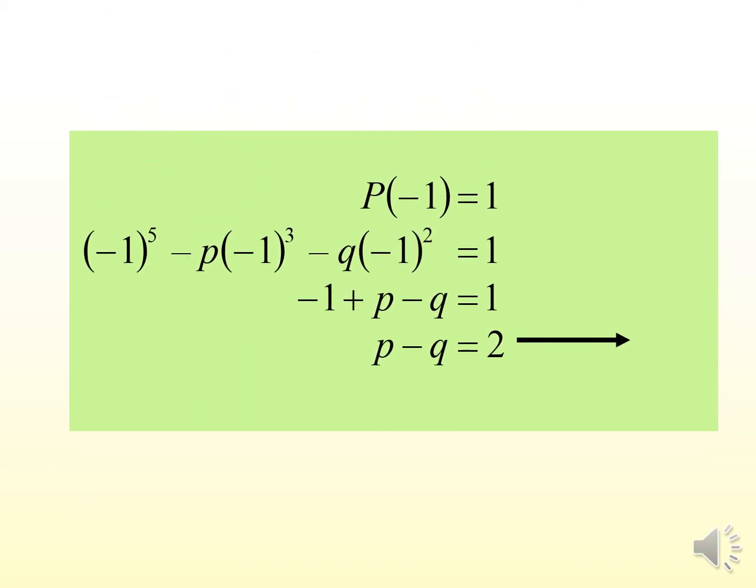Now when the divisor is x plus 1 equals 0, x equals negative 1, the remainder equals 1. So by using the remainder theorem, P(negative 1) equals 1. Now substitute negative 1 into variable x. Simplify, so you can get p minus q equals 2. So this is the first equation.